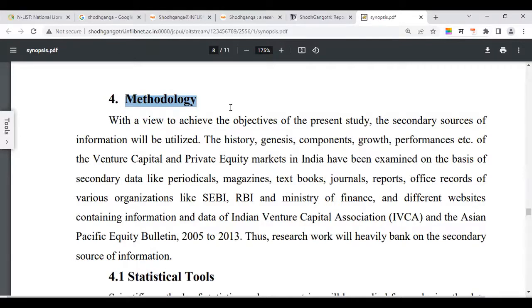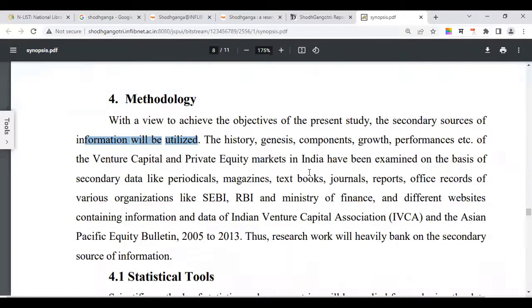Have you seen the research methodology? Have you learned the research methodology in the research methodology paper? Yes, sir. Yes, the different methodologies are there. So with a view to achieve the objectives of the present study, the secondary sources of information will be utilized.